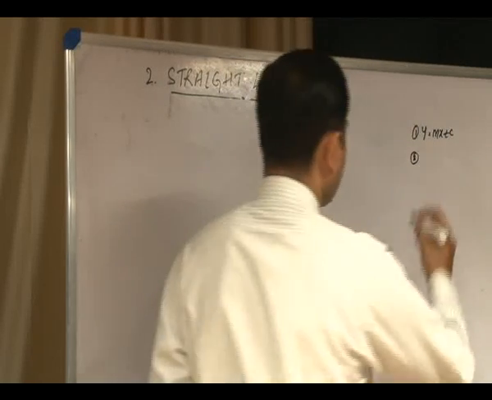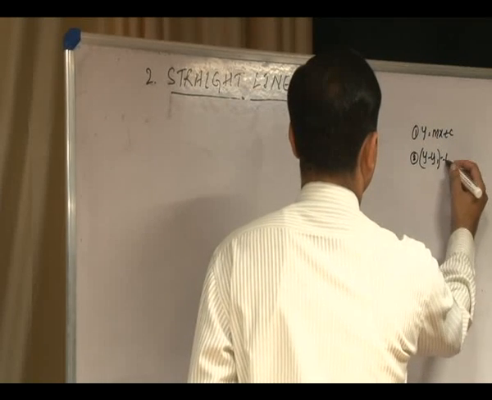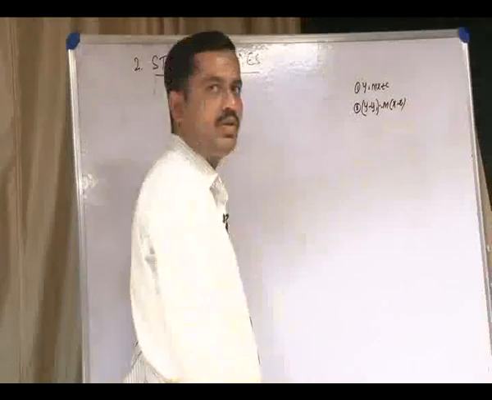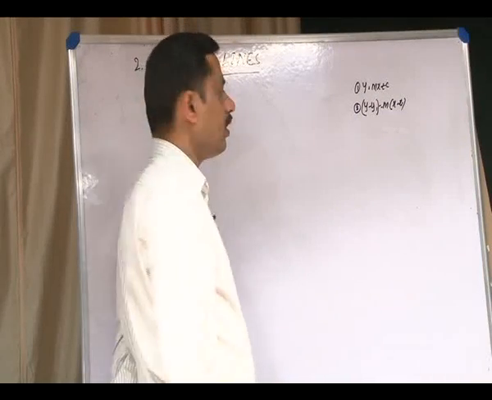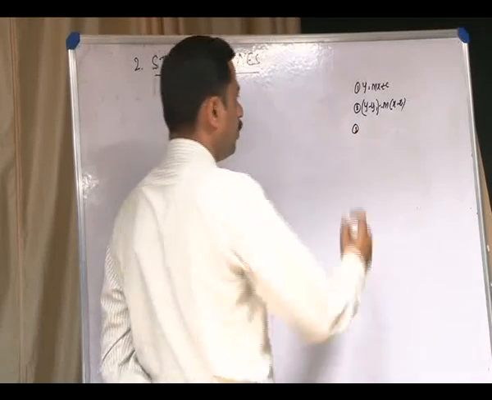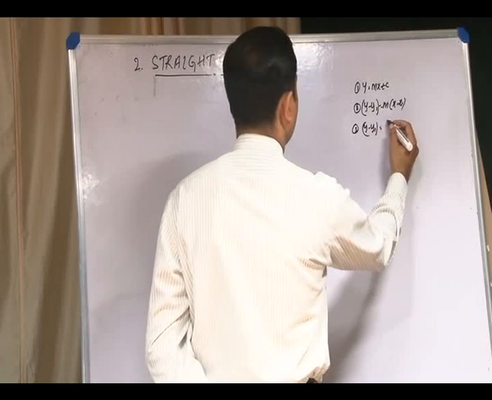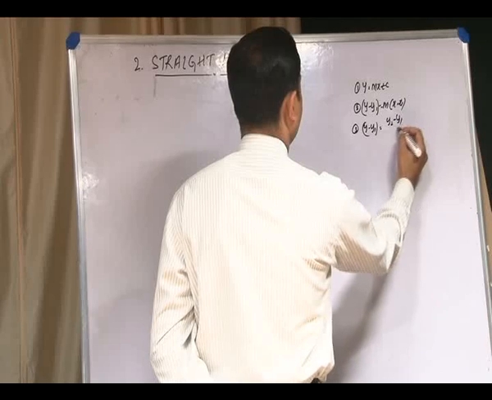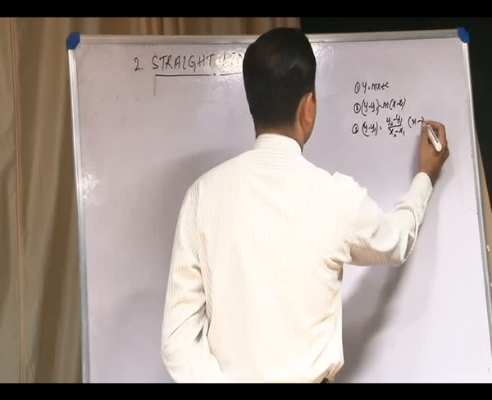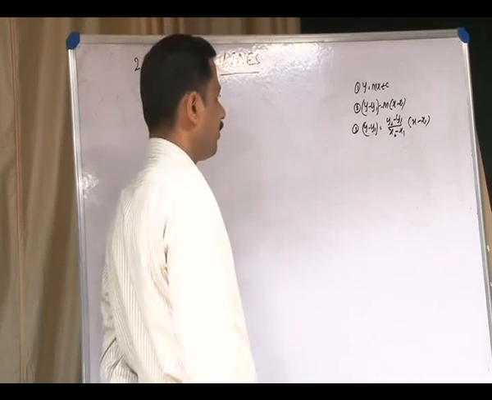Slope point form is given by y minus y1 is equal to m into x minus x1. Then the third equation is the two point form. Two point form is given by y minus y1 is equal to y2 minus y1 divided by x2 minus x1 into x minus x1. So this is the two point form of equation of straight line.